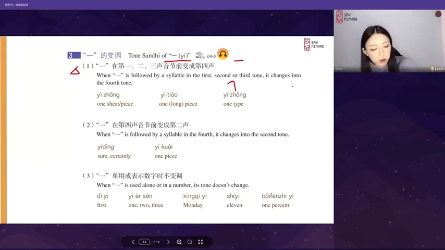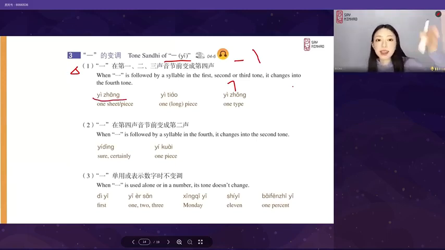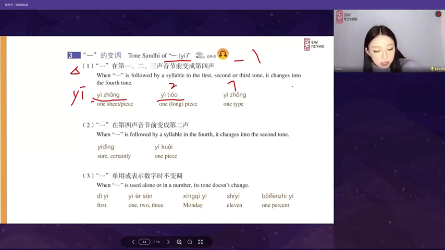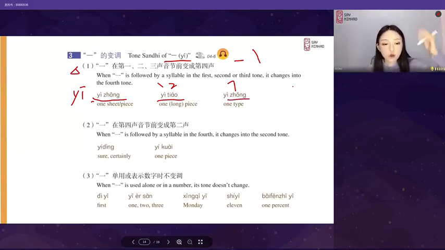It will change from the first tone into the fourth tone. For example, 一张 means one piece, one sheet. 一张. It changed from yī into yì. The next one, 一条, is second tone, right? So it changed to fourth tone. Last one, 一种, 种 is fourth tone, and 一 changed into yì, 一种, 一种.